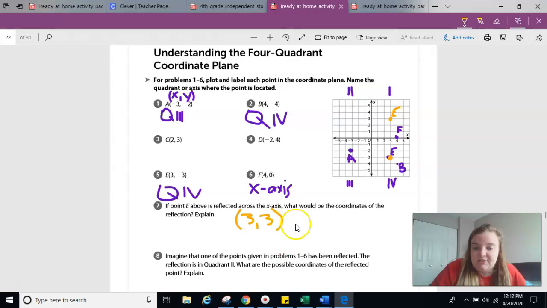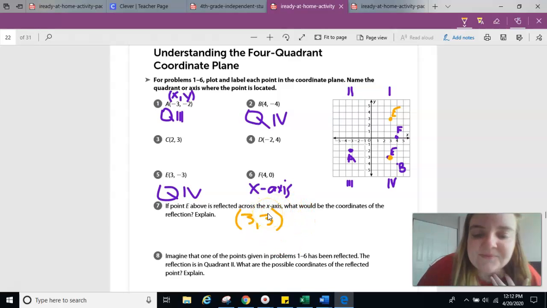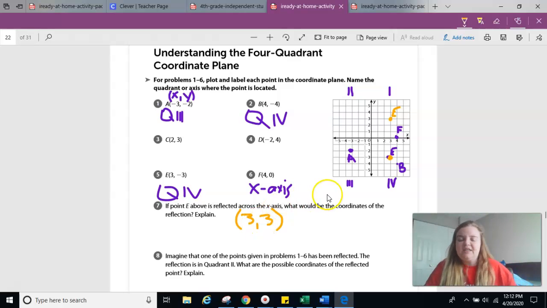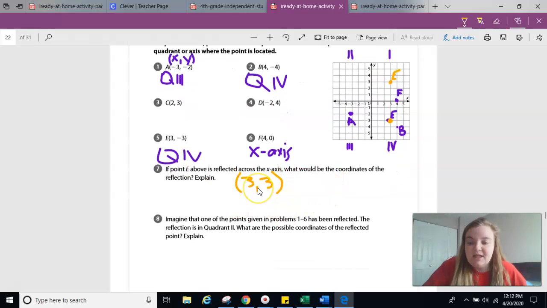With reflections, well, let me not get ahead of myself. I will go and see what this one says. Imagine that one of the points given in problems 1 to 6 has been reflected. The reflection is in quadrant 2, so we're looking in quadrant 2 for the reflection. What are the possible coordinates of the reflected point?